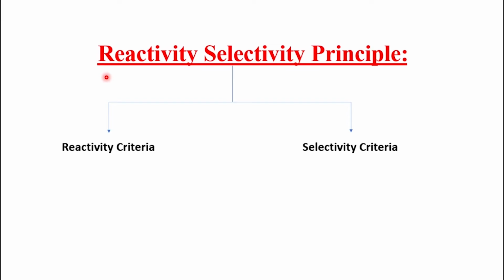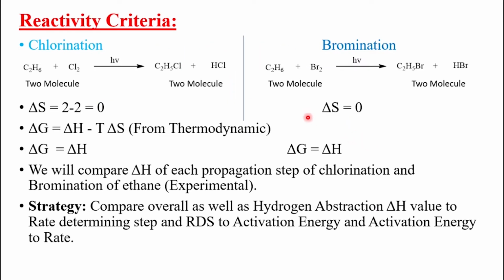For discussing reactivity and selectivity principle, we are dividing into two parts. One is reactivity criteria that relates to rate. Another one is selectivity criteria that relates to specific site. So for reactivity and selectivity criteria, we are discussing here two processes. One is chlorination process, second one is bromination process. Here we are taking an example of ethane molecule.